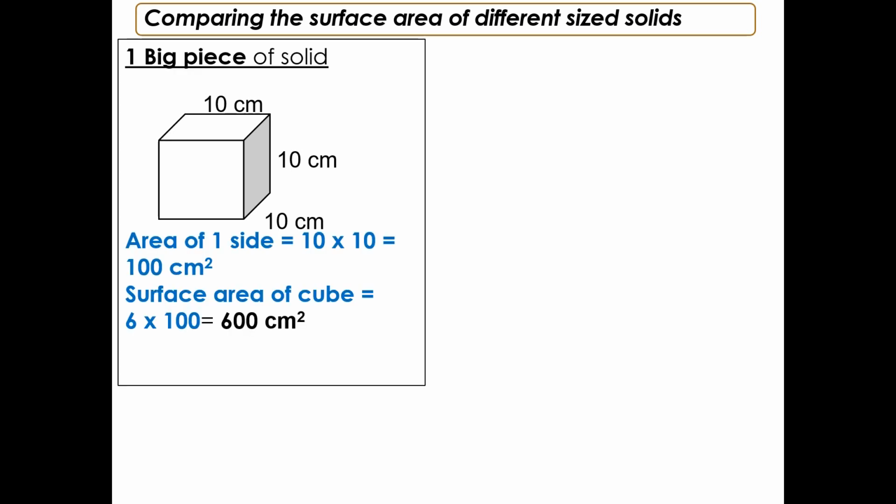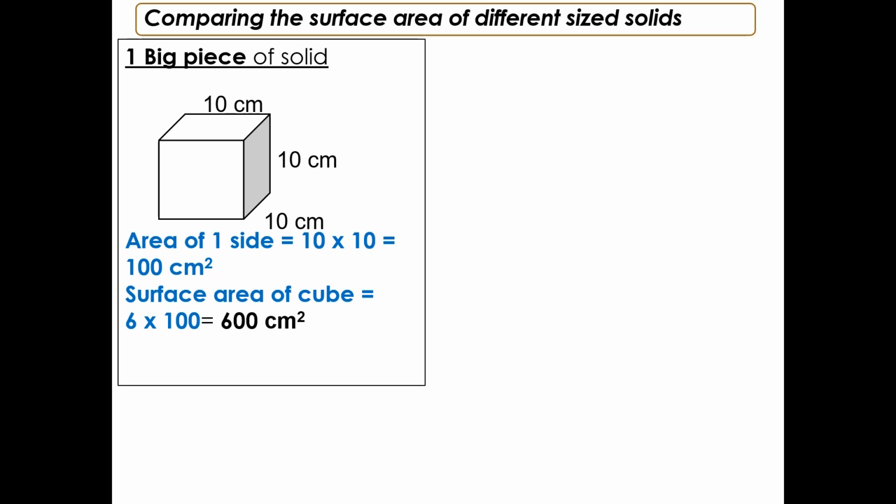At this point, we need to consider the surface area of the different sized solids. So imagine if we had a piece of calcium carbonate that measured 10 centimeters by 10 centimeters by 10 centimeters. So it was all in one big lump. Now, if we went through and worked out the surface area of that cube by working out the area of one side and then multiplying it by 6 because it's got 6 sides, we'd find out it had a surface area of 600 centimeters squared.